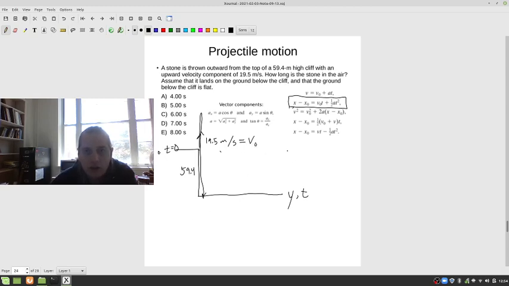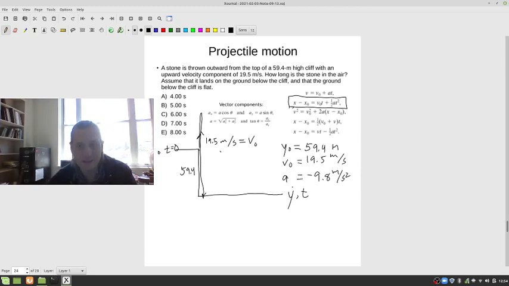Okay, so we know our initial position is going to be 59.4 meters. We know that our initial velocity is going to be 19.5 meters per second. We know that our acceleration is going to be minus 9.8 meters per second squared. How did I know that? That's my gravitational acceleration regardless of mass. Gravitational acceleration does not depend on the mass.